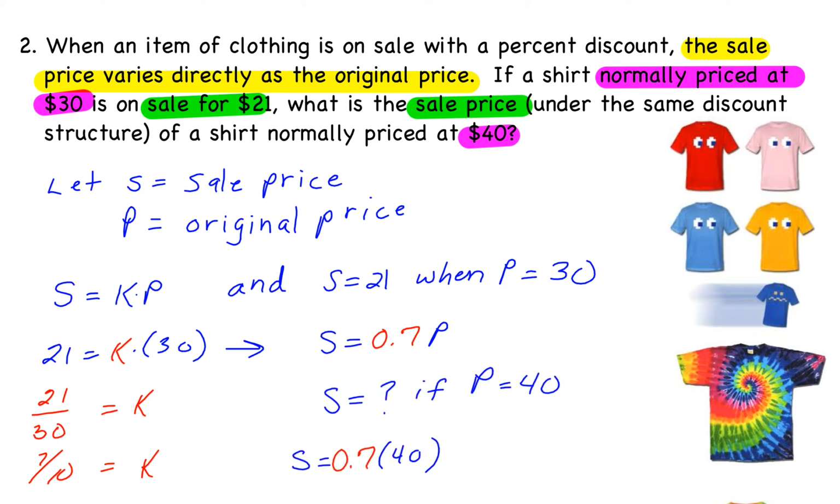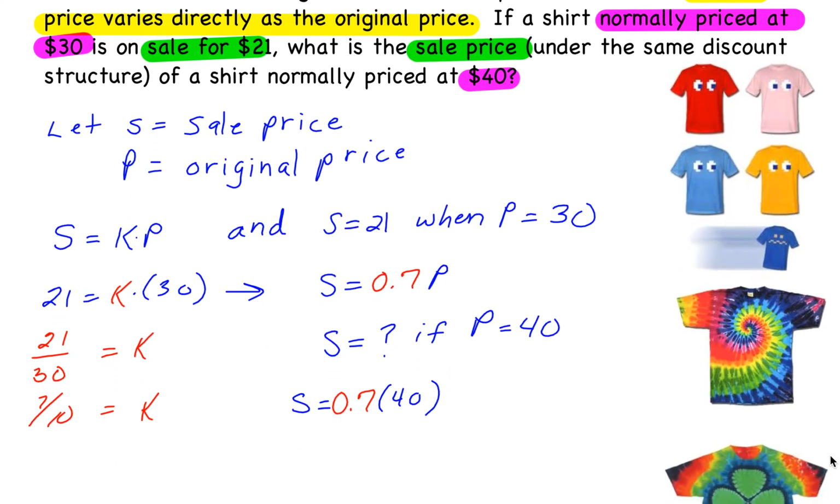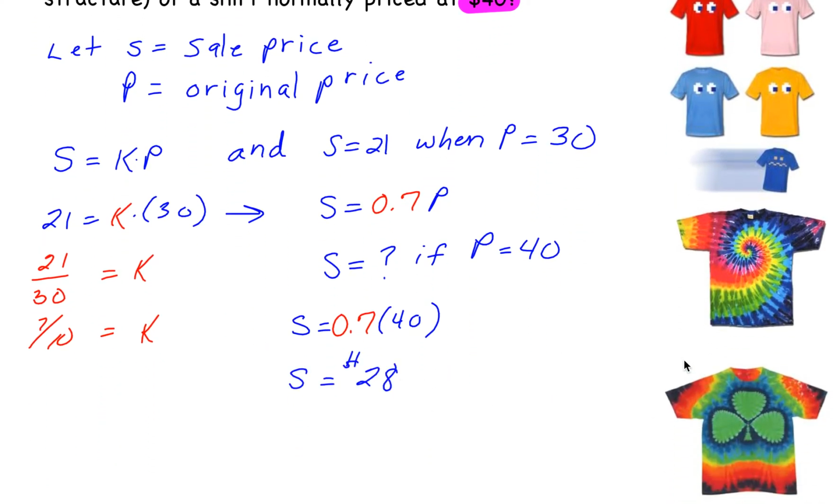Plugging that in, we get S equals 0.7 times 40, and then multiplying that out, we end up with $28 is the sale price.